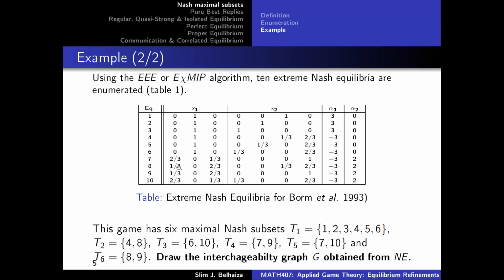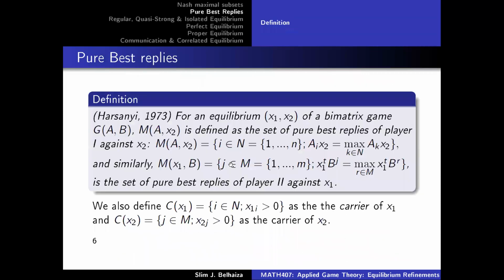Next, you can see that equilibria 4 and 8 are also interchangeable because they have the same x2. Also 6 and 10 are interchangeable because they have the same x2. 7 and 9 have the same x1. And 7 and 10 have the same x2. And finally, 8 and 9 have the same x1. So these are the 6 maximal Nash subsets for our bimatrix game.